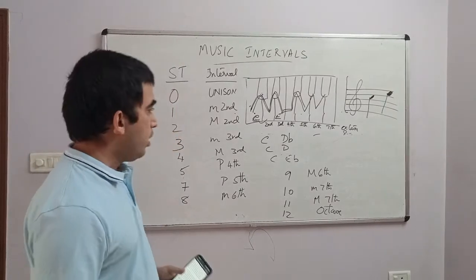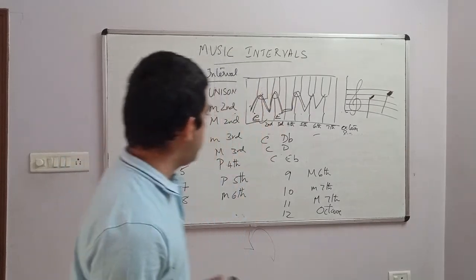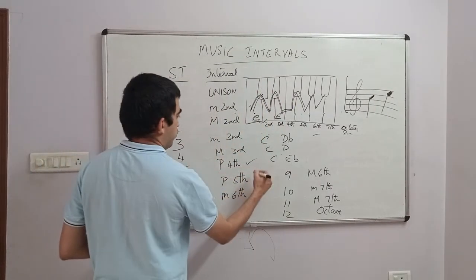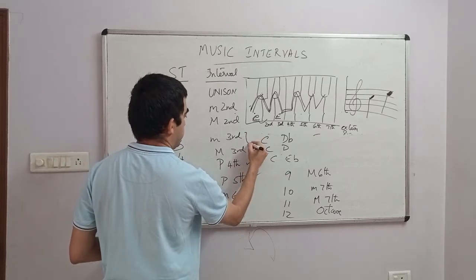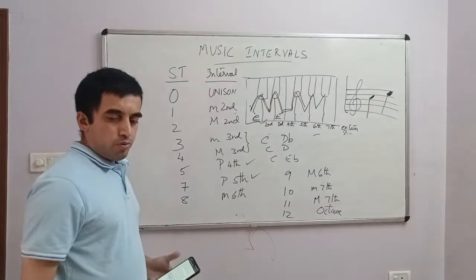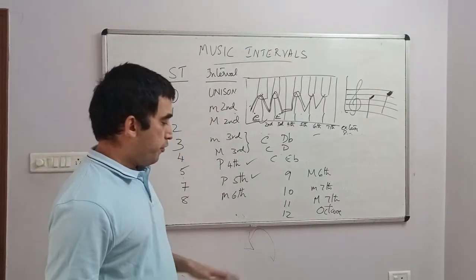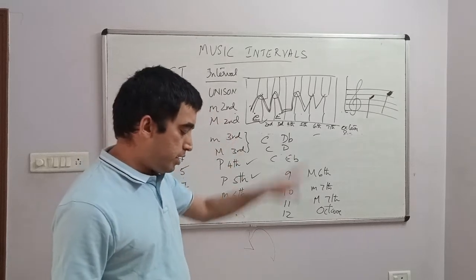Now, why is it important to us? The most important intervals are the perfect fourth, perfect fifth, and the third intervals. The other intervals are also equally important. So why do you think these are important intervals? If you take this as theory, and when you hear it practically, right?